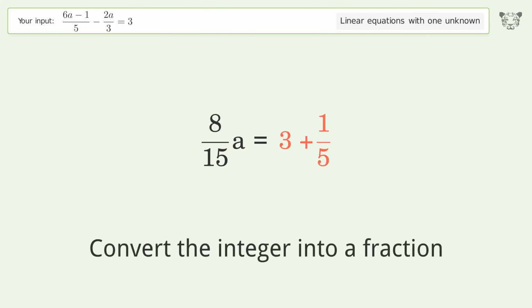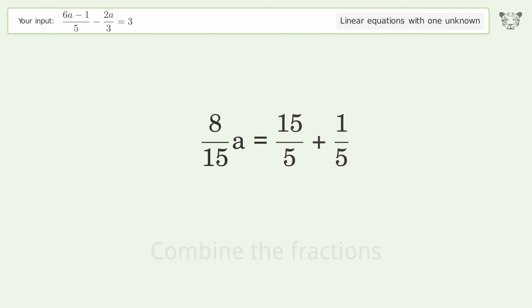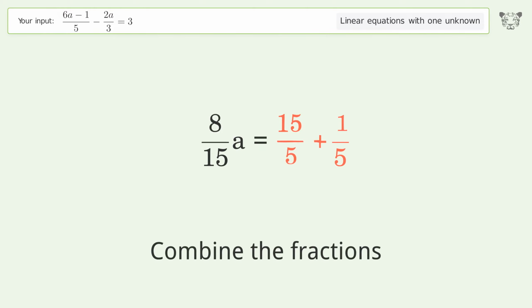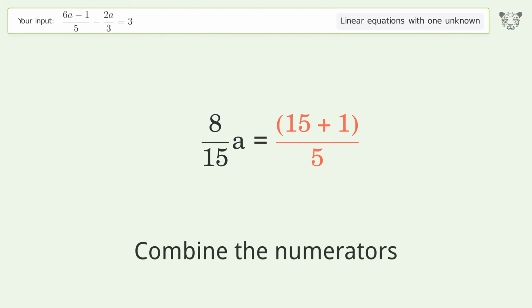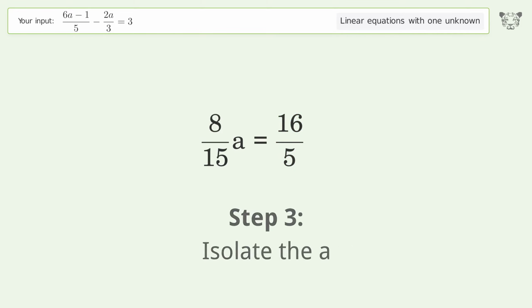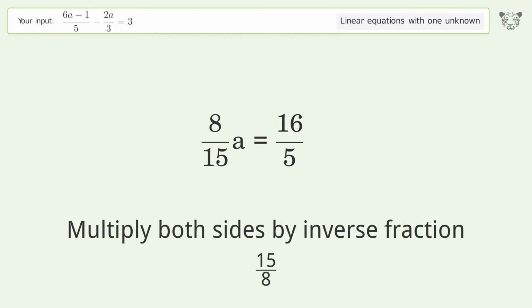Convert the integer into a fraction. Combine the fractions. Combine the numerators. Isolate the a. Multiply both sides by inverse fraction 15/8.